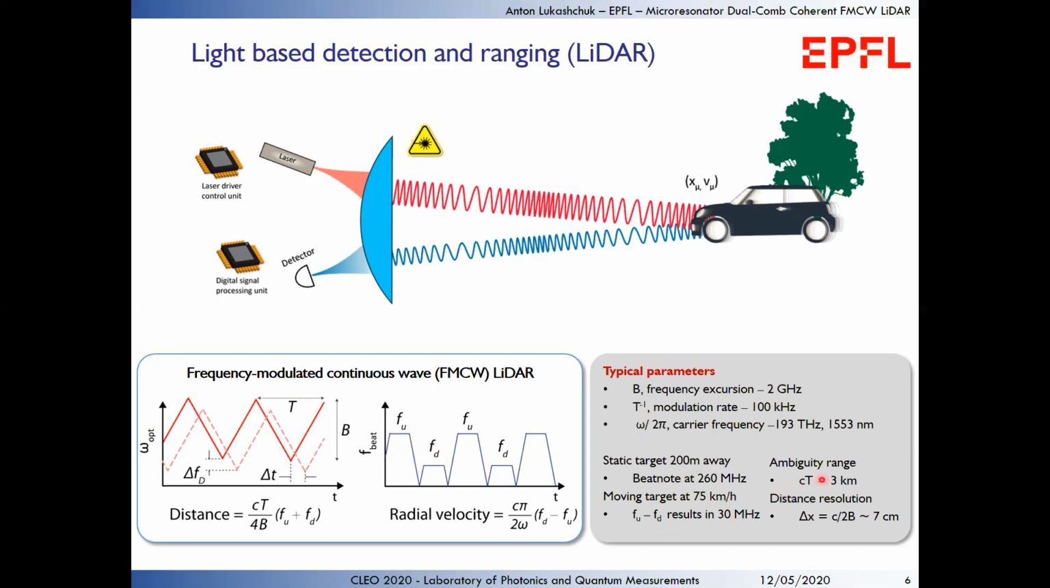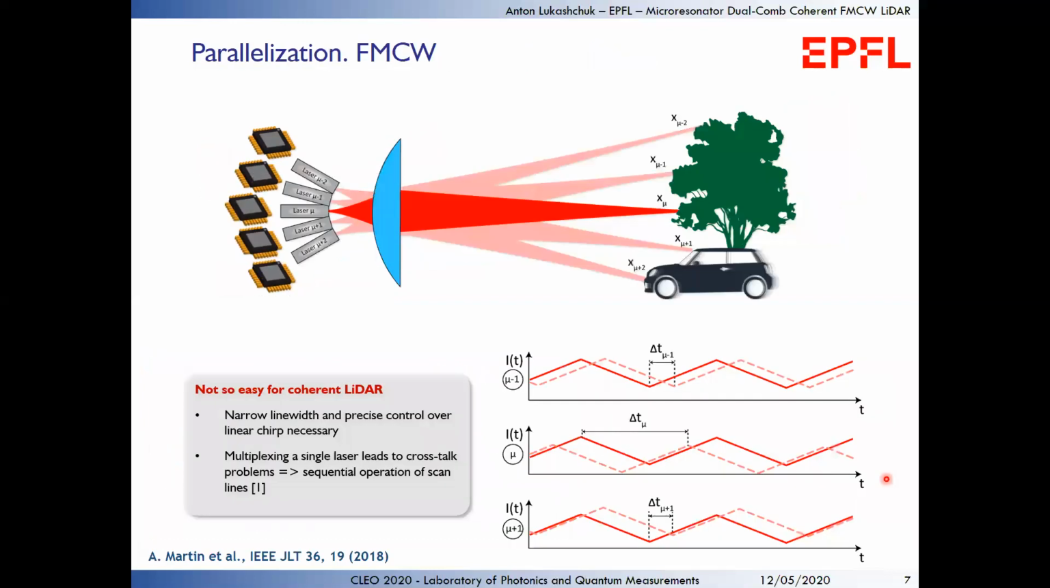So this is just some numbers, and you need to remember that we have an ambiguity range, which comes from the fact that if you move the signal over one period, then effectively this picture doesn't change. So that means that if you multiply this time period by c, you get 3 kilometers, and this is your ambiguity range, so that you can measure your distance from 0 meters to 3 kilometers. And distance resolution is this formula c over 2B. So once you increase your frequency excursion, once you sweep your chirp wider, then you can have better resolution. And for 2 gigahertz frequency excursion, you have 7 centimeters resolution, which is really good for LiDAR.